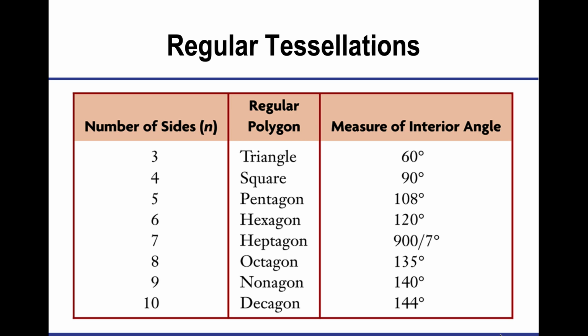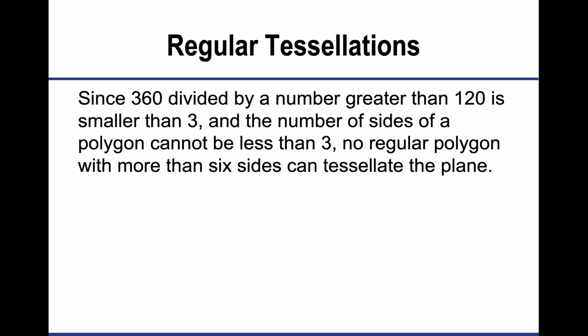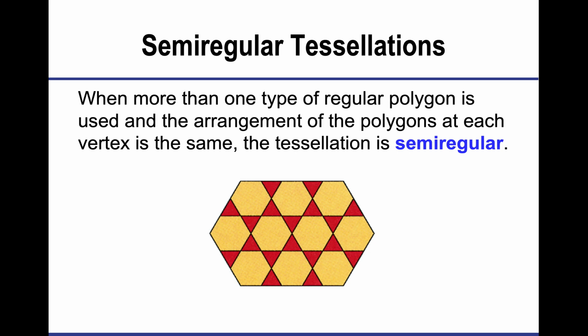Here are the shapes that make a regular tessellation. If I'm looking at the regular polygon, this is going to be the measure of that interior angle that when you're putting them together, you have to make sure you can get to 360. Since 360 divided by a number greater than 120 is smaller than 3, and the number of sides of a polygon cannot be less than 3, no regular polygon with more than 6 sides can tessellate. So this is something you may have to show your students, or a fact you may have to present to them, that once we hit more than 6 sides, we cannot actually tessellate with the shape.